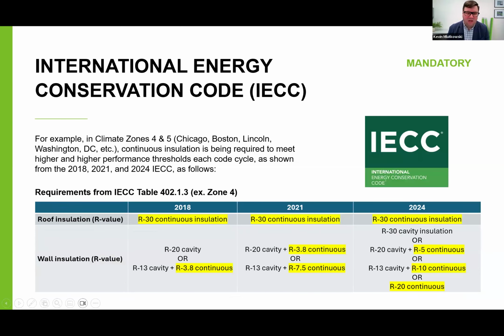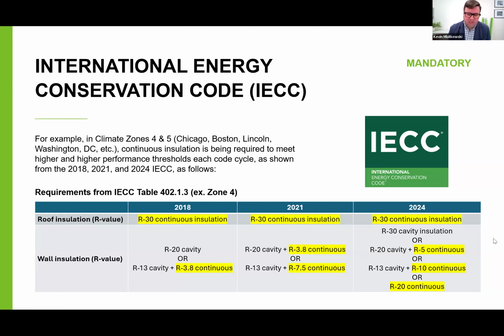You see a similar trend on the International Energy Conservation Code, the IECC. Roof insulation, roof continuous insulation has been a requirement for the past many years. You could see the R30 since at least 2018, but you can see a marked increase in the requirements for higher performing wall continuous insulation systems as well. All wall insulation systems overall, both cavity insulation and continuous insulation. You could see the increase from 2018 through 2021.